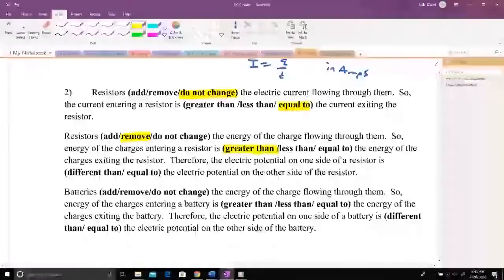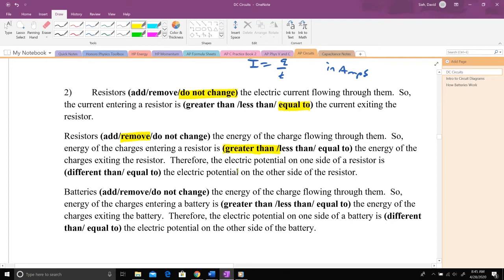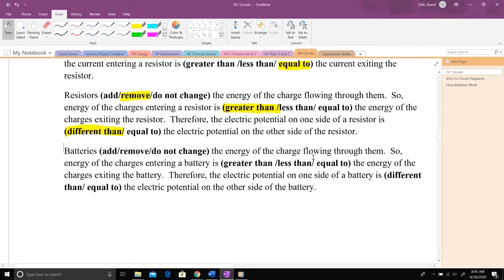Okay, because we lose some energy going through the resistor. Therefore, the electric potential on one side must be different than the electric potential on the other side of the resistor. Batteries, on the other hand, essentially they're adding energy.